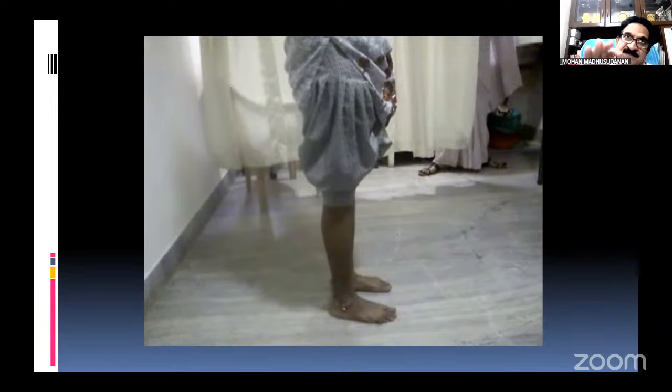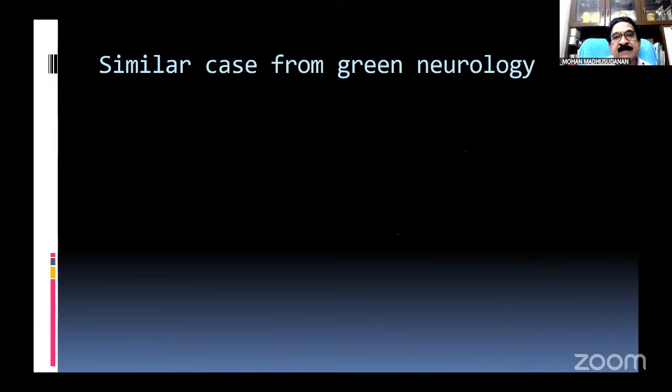So actually, this orthostatism is a misnomer because I've seen people having myoclonus even without orthostatism. Sometimes some people get it only on squatting, they can get this kind of myoclonic jerk. So while bending. Now this is another case from Neurology.